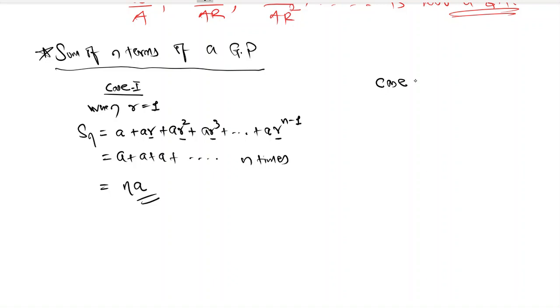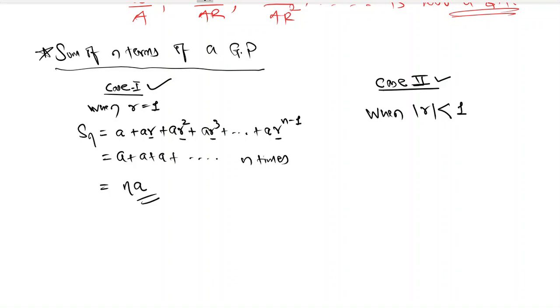Case 2, this is the first formula, okay? This is the first formula for sum of n terms of a GP. Now I'll show you the second formula, case 2, when mod of R is smaller than 1.